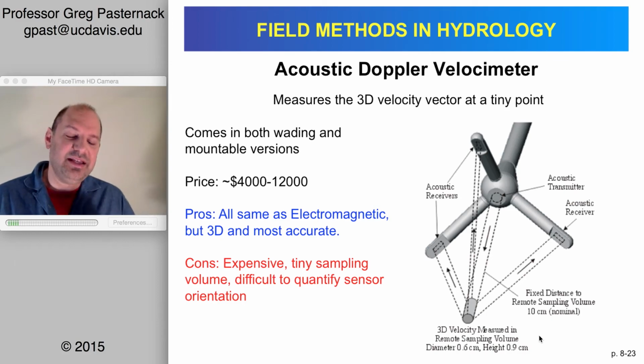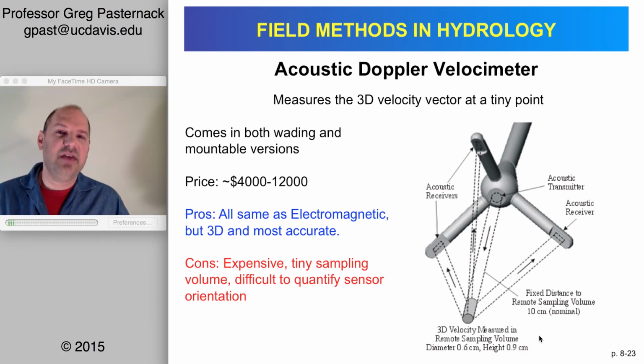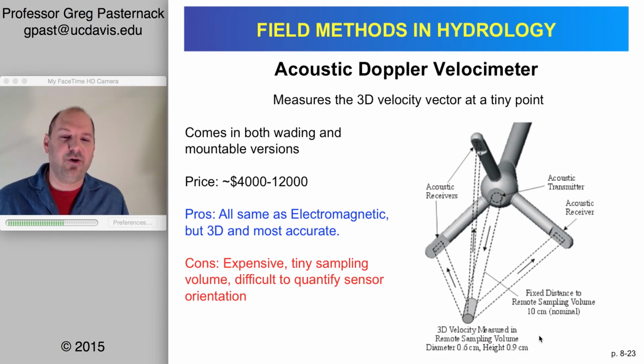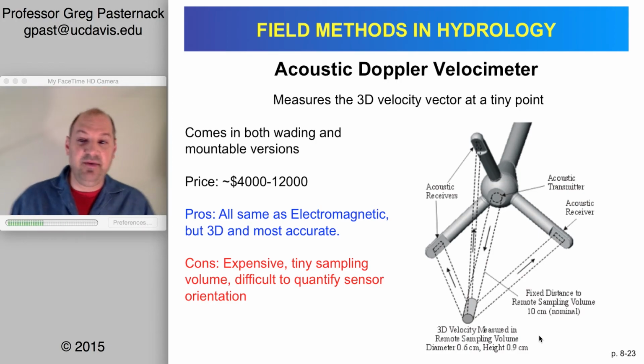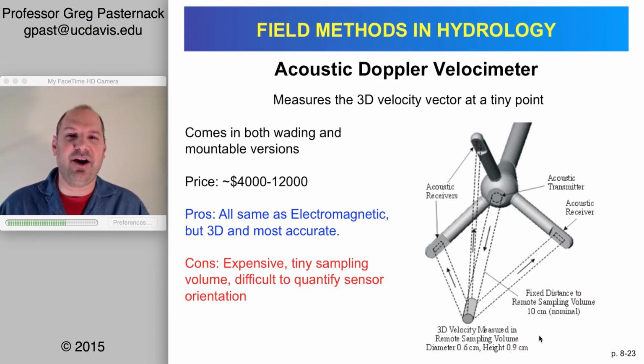Of course, the tinier the area is, the harder it is to say what's the relevance of that over the river. Even if you're interested in a relatively small area, like a 1 meter cell, going from 1 meter and representing that with something that's like 6 millimeters by 9 millimeters is quite different. So that's the challenge. And the thing that frustrates me the most about this kind of sensor is simply the orientation.